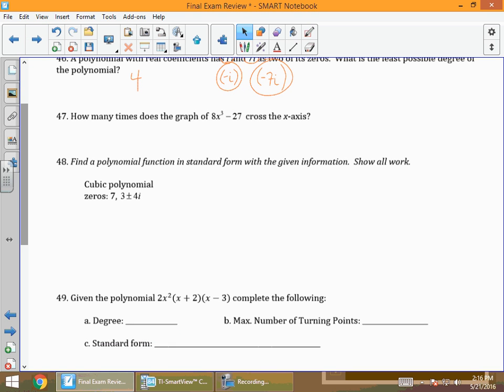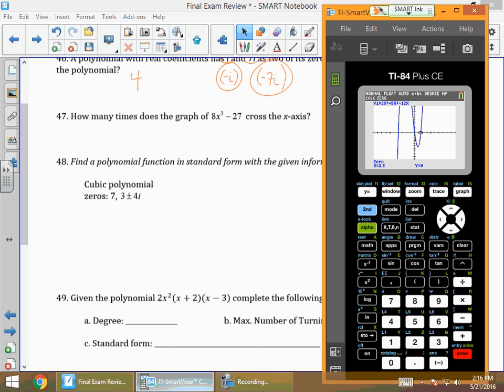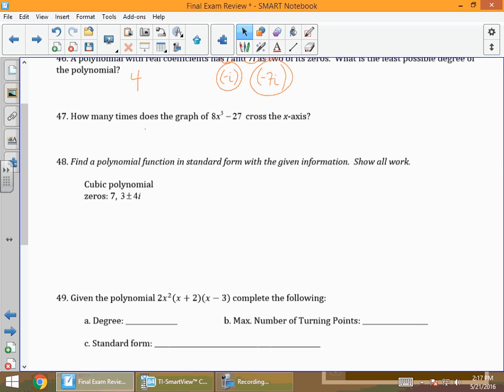Number 47, how many times does the graph of 8x cubed minus 27 cross the x-axis? Easiest thing there is to graph it. 8x cubed minus 27. Take a look at the graph and count how many times it crosses. And you see it right there. It crosses in one spot. So number 47, it only crosses in one spot.